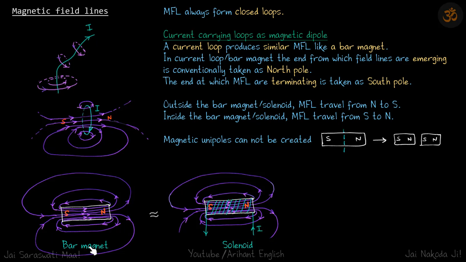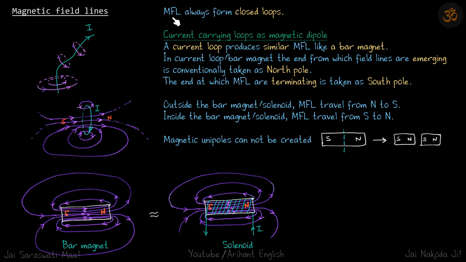Similar thing is observed in bar magnets. The field lines go out from the north pole and terminate at the south pole. This is a solenoid, which also acts like a bar magnet. In a solenoid, inside the solenoid the magnetic field lines are parallel to each other, and outside they go on and complete their loop and go back inside the solenoid.